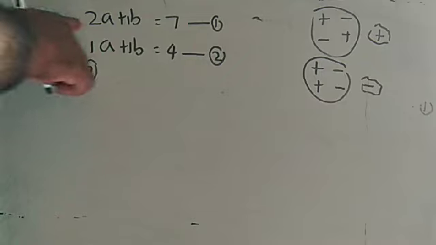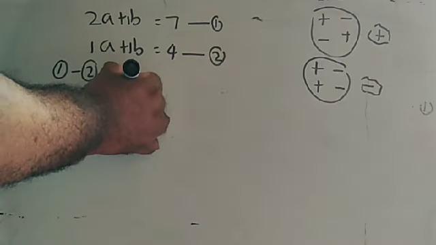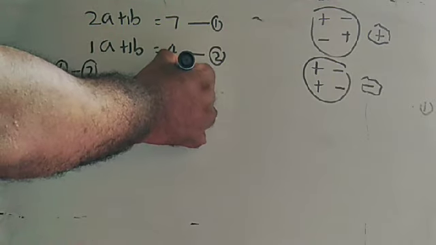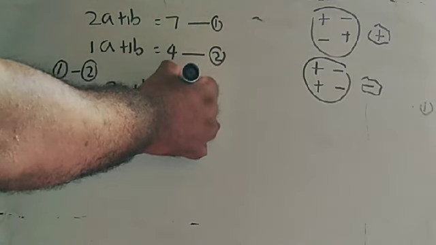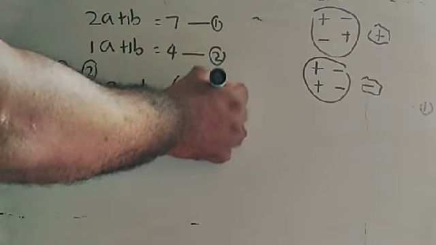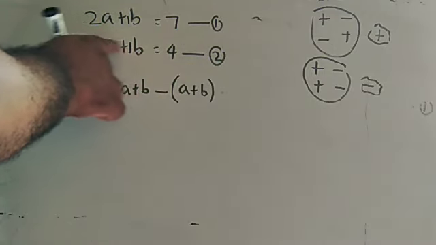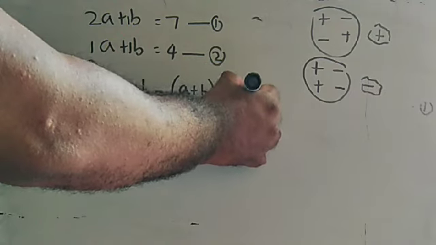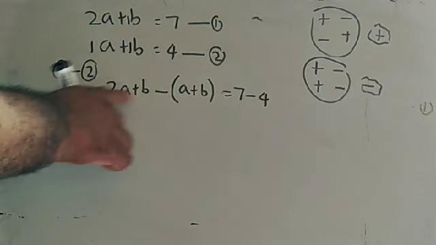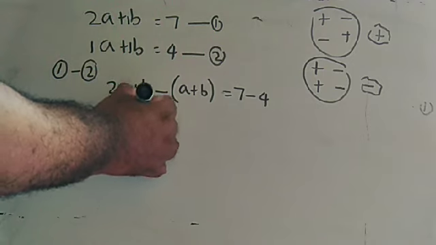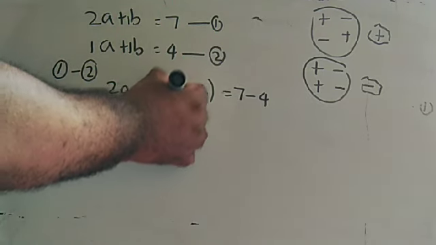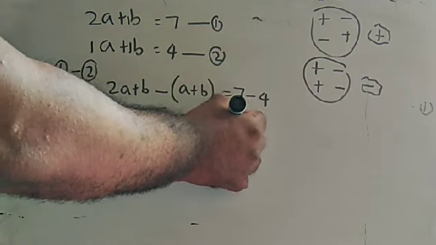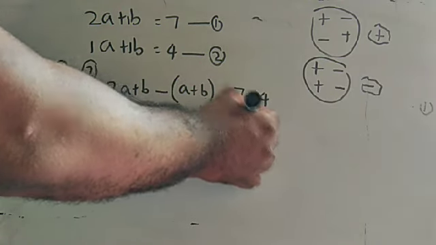When you subtract the first equation 2a plus b, subtract a plus b, remember that you have to write the brackets around a plus b, because this is an expression. The whole expression should be subtracted. 7 minus 4. Then simplify: 2a plus b minus a minus b. Then 7 minus 4 is 3.